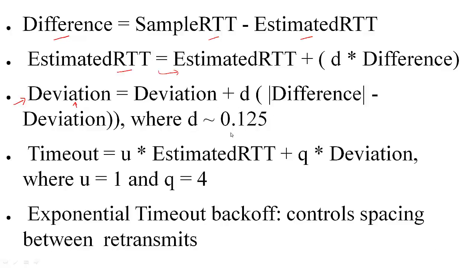In their implementation, they chose a value of D equal to this, where the timeout is dictated by this equation, where you are considering both the estimated round trip time as well as this weighted average of the difference. And the U and Q are chosen as under. Now suppose your deviation is very small, then this factor tends to 0, in which case your timeout is dictated by your estimated round trip time.